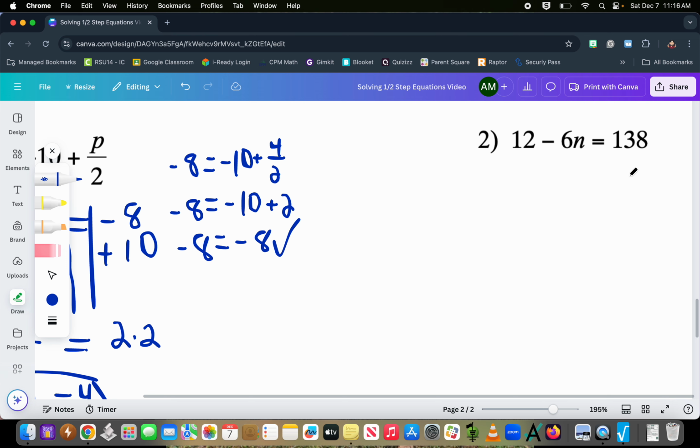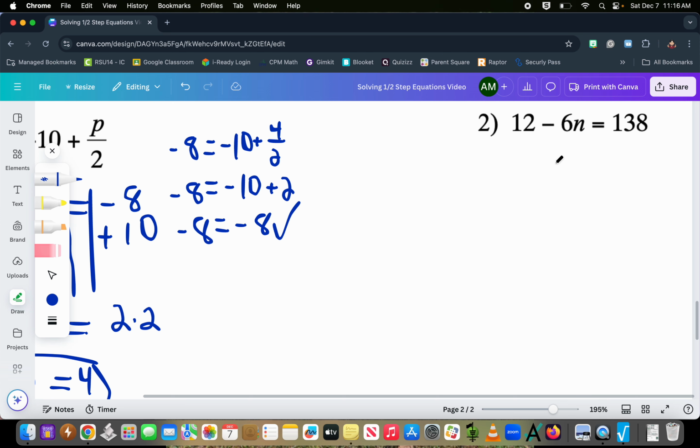Okay, next one over here, and I'm going to leave this one as is this time, for one reason. So again, if we think about the easy two-step process, we're always going to try and either add or subtract first, and then multiply or divide. So I need to get rid of this number right here. If I look at this number right here, this is positive 12. So the opposite of positive 12 is negative 12. So I need to subtract 12 from both sides.